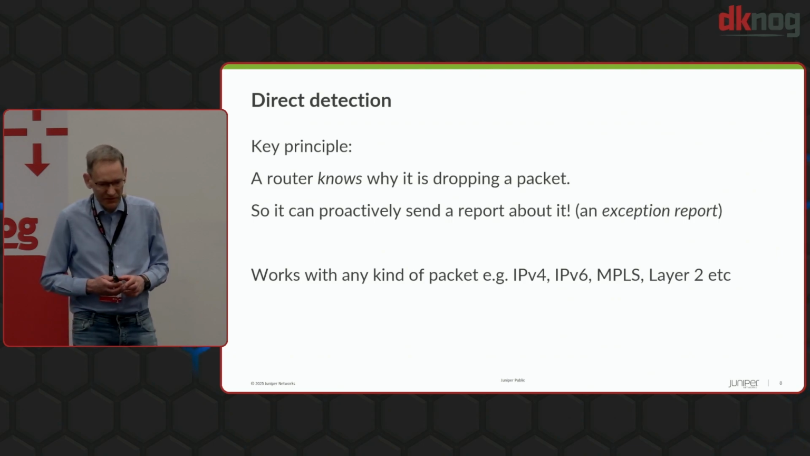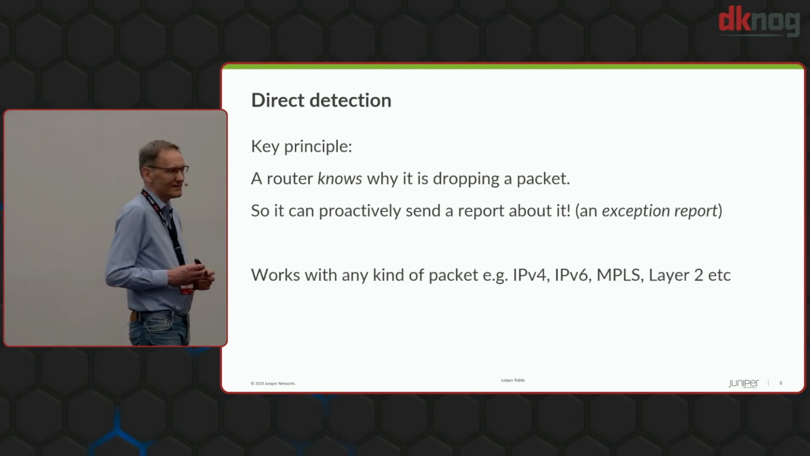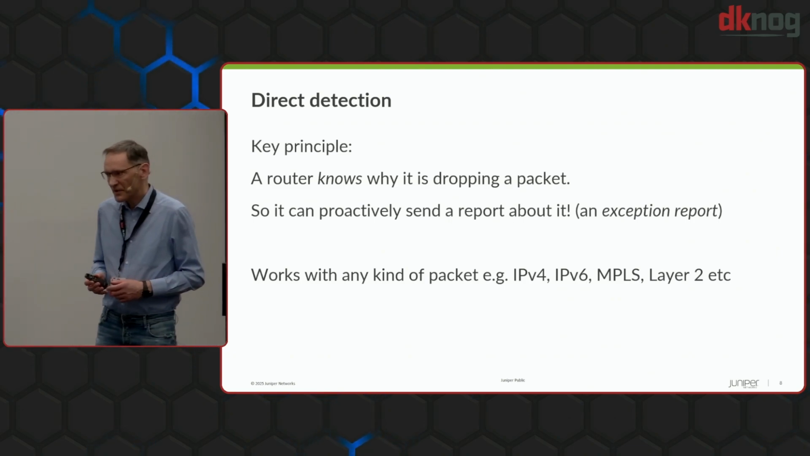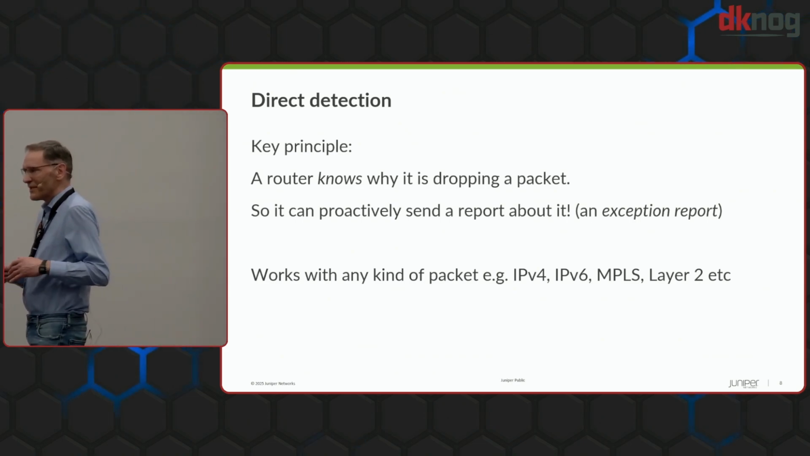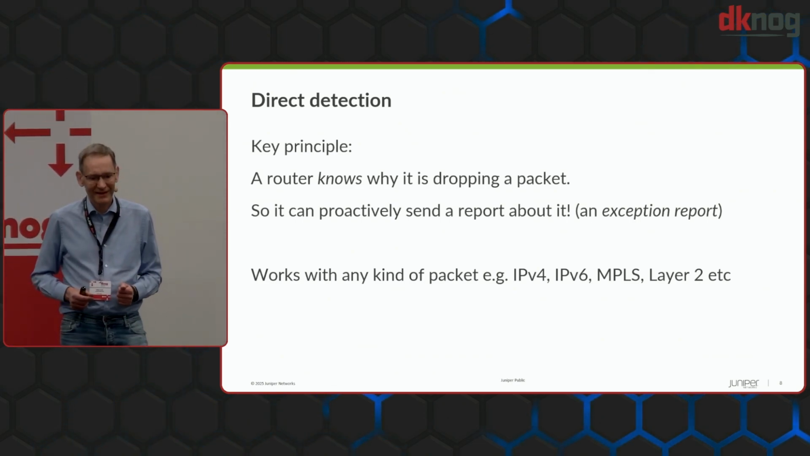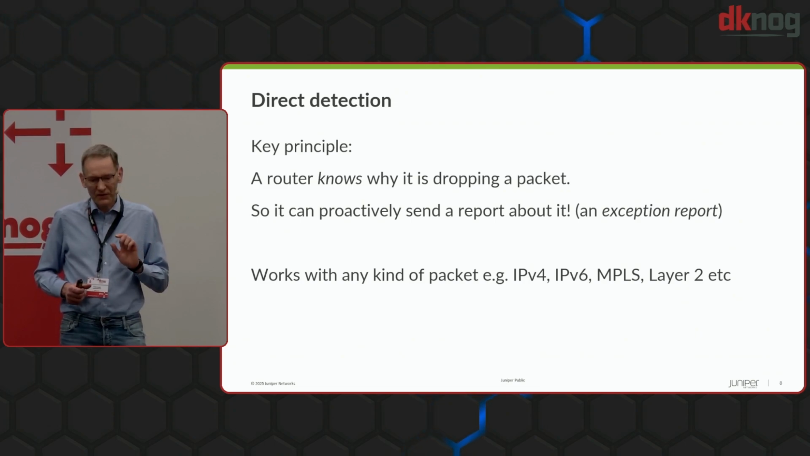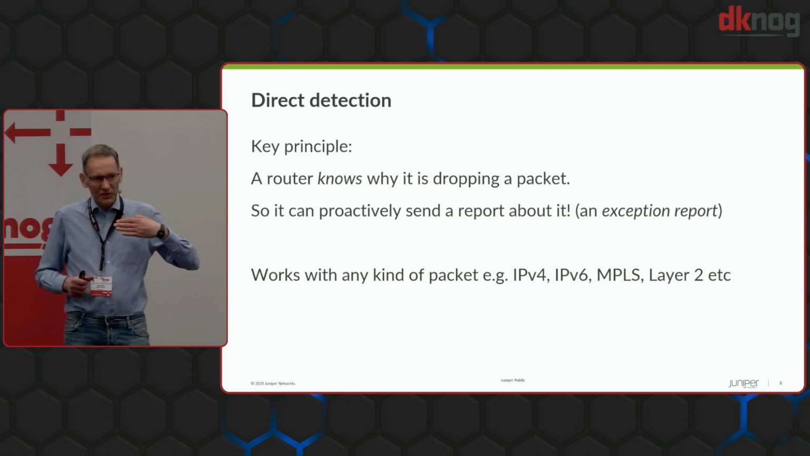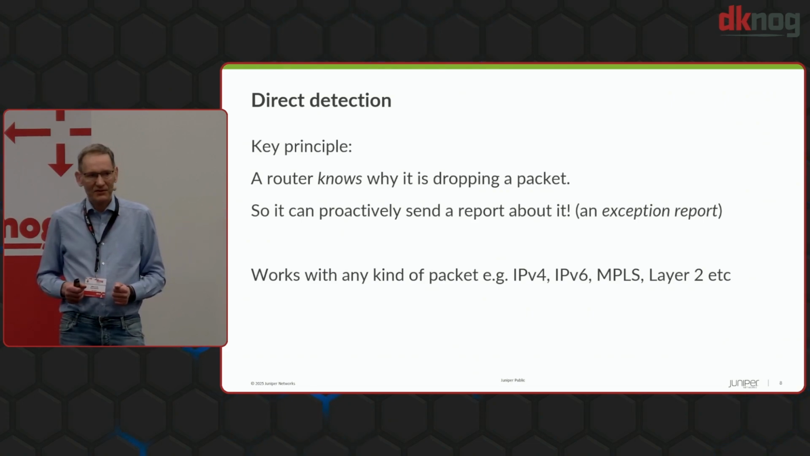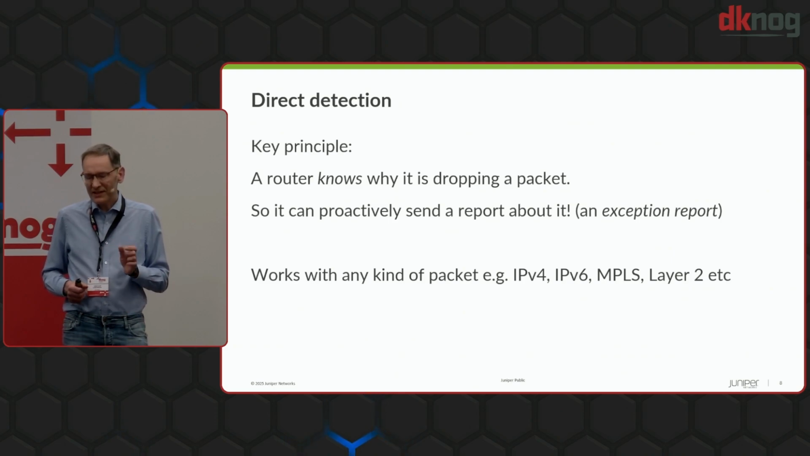And so what I want to do is to turn our attention to direct detection. And so the key principle behind that is, packets don't get dropped just for fun. A router knows why it's dropping a packet. And so what this method uses is the fact that the router dropping the packet proactively sends a report about it to an external collector. And that's what we call an exception report.